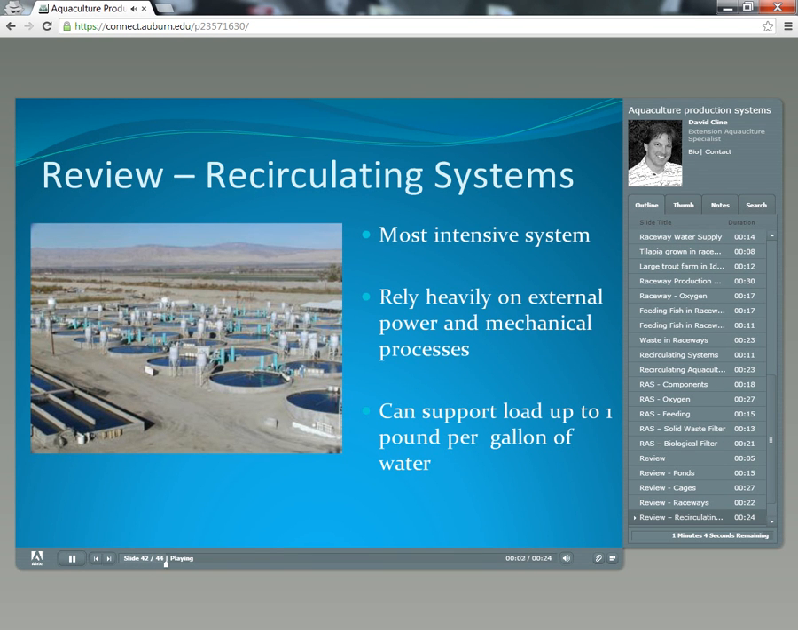Recirculating aquaculture systems are the most intense form of aquaculture and rely heavily on external power and mechanical processes to maintain the water quality. It's possible to maintain loads as high as 1 pound of fish per gallon of water with continual filtering and the addition of oxygen. These systems offer the highest potential reward, but also the greatest risk of failure.